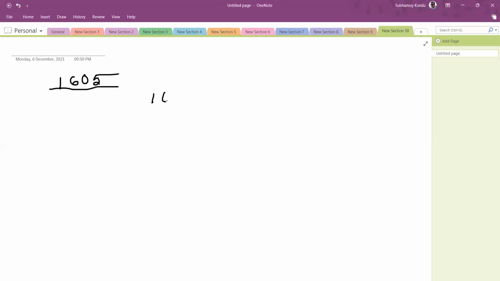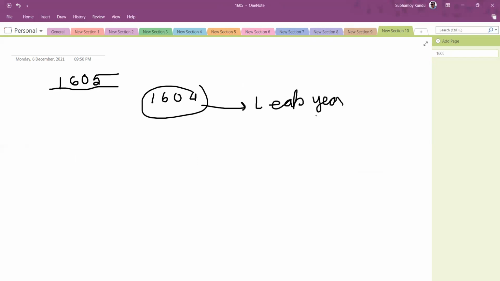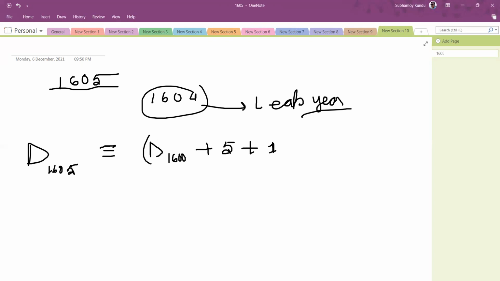Now we know that 1604 is a leap year. That means D1605 will be congruent modulo 7 to D1600 plus 5, plus 1 day extra for that leap year.